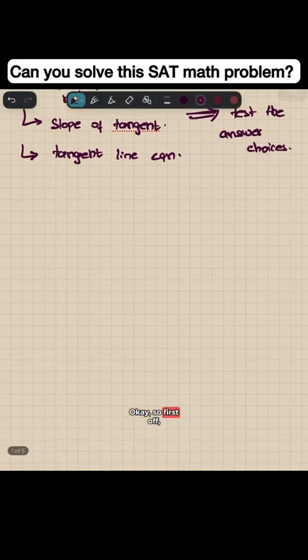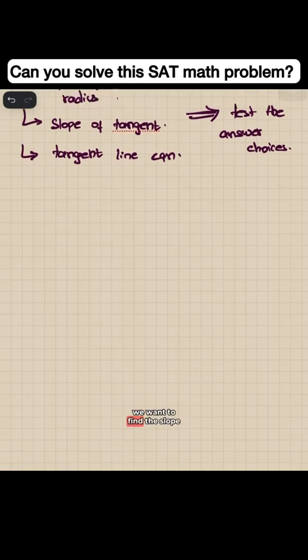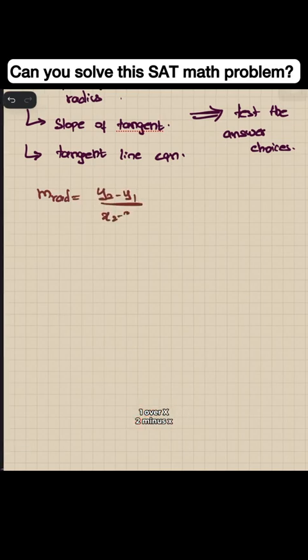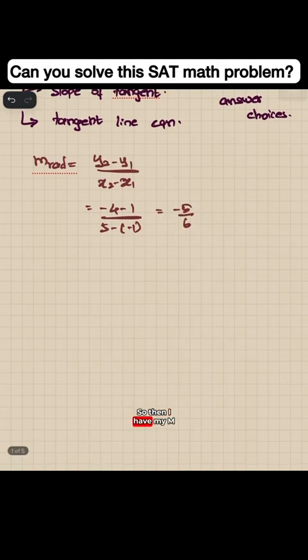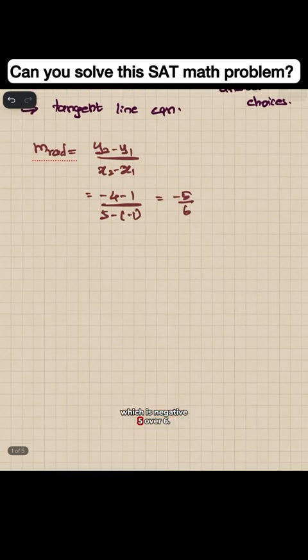Okay, so first off, we want to find the slope of the radius. So the formula would be m radius equal to y2 minus y1 over x2 minus x1. So that would give me -4 minus 1 over 5 minus -1. So then we get -5 over 6. So then I have my m radius, which is -5 over 6.